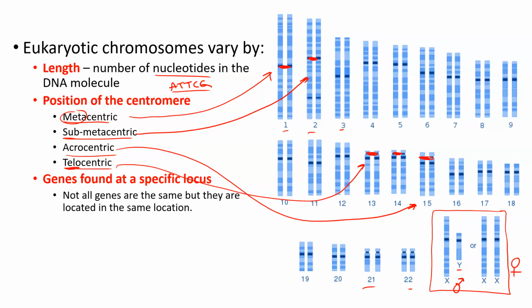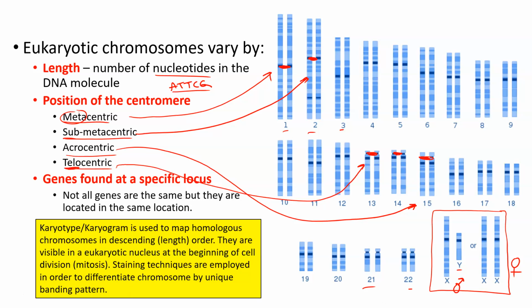Genes are found at a specific location. You will also know that the banding sequence of all these chromosomes is different. That banding indicates the types of genes and the number of genes located on each of these chromosomes. Not all genes are the same on each of the chromosomes, but they're all located in the same location among homologs. So, all of these chromosomes are different based on length, position of centromere, and the genes at that specific location.